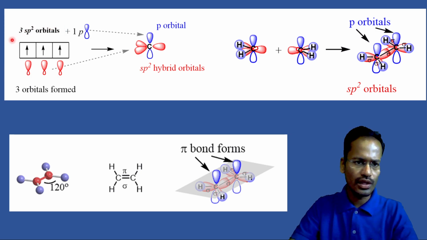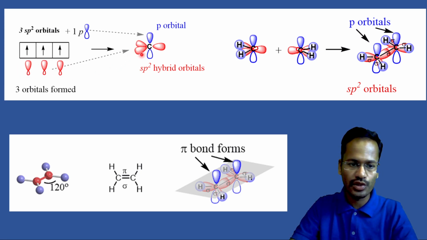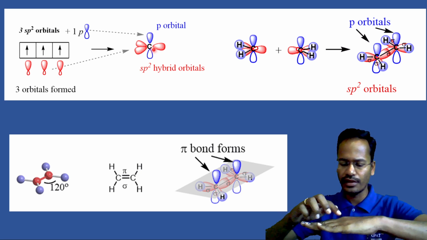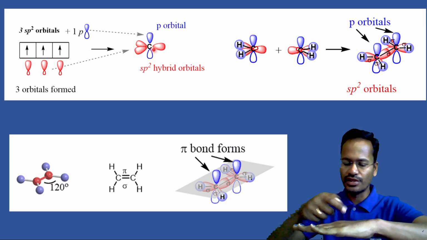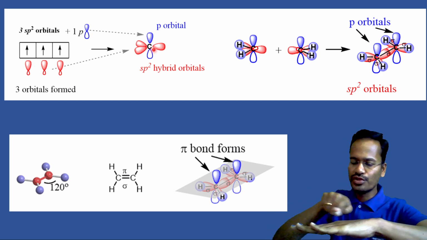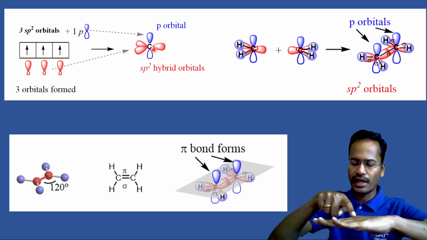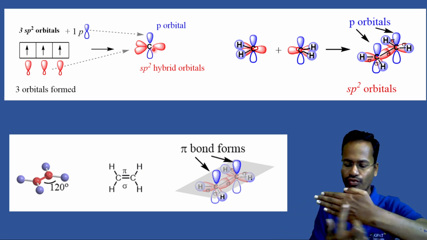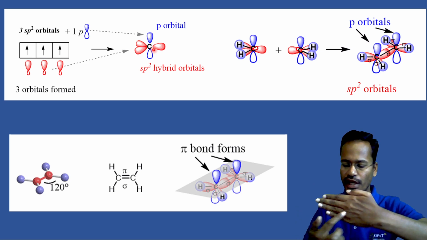As we know, there are three hybridized orbitals, and these three hybridized orbitals are going to be placed in a planar shape, in a single plane. One orbital is going to be in this direction, one orbital is going to be in this direction, and another orbital is going to be in this direction. In a single plane, we can see 1, 2, and 3.